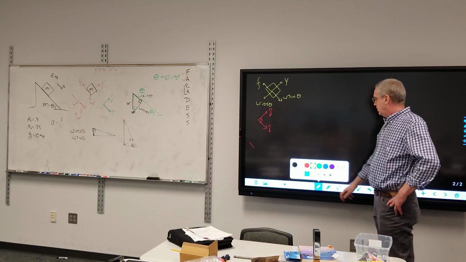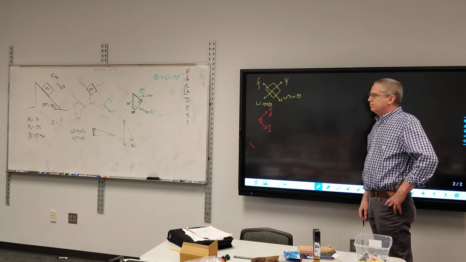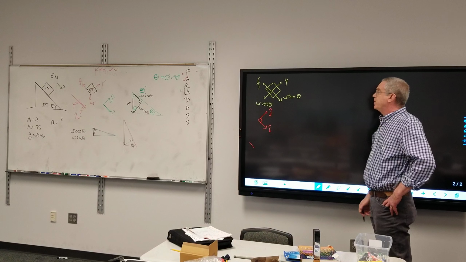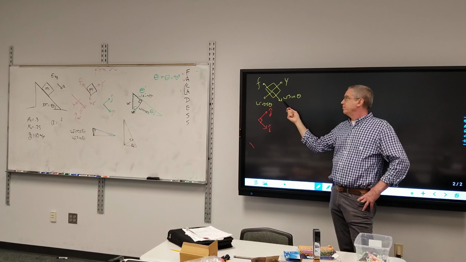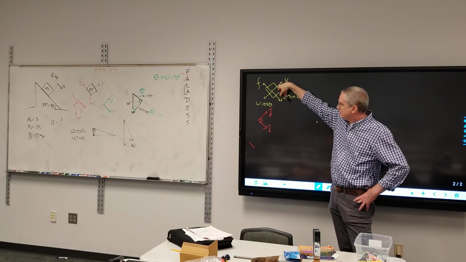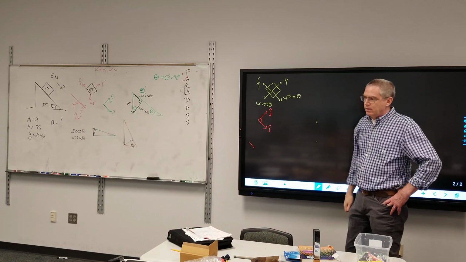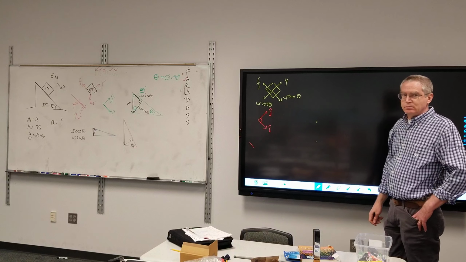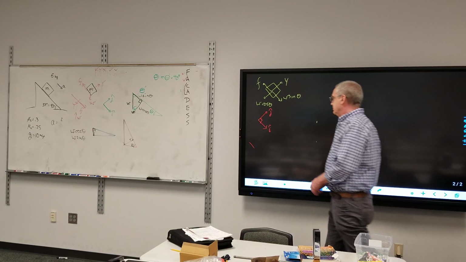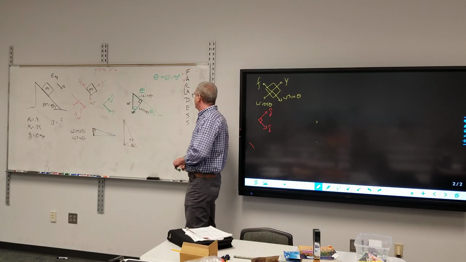So would it be right to add a vector sign on top of the W? No, because I'm indicating direction by the arrow here. This W sine theta is the magnitude of the vector that is down the ramp. All right, decomposition. Done.